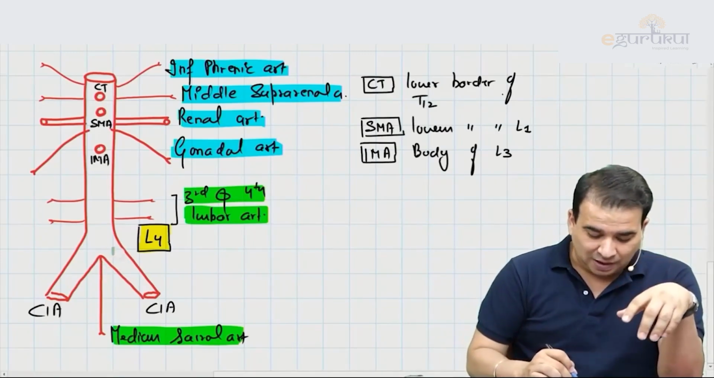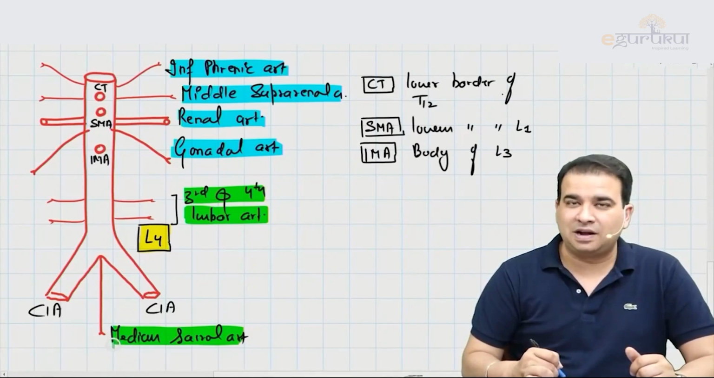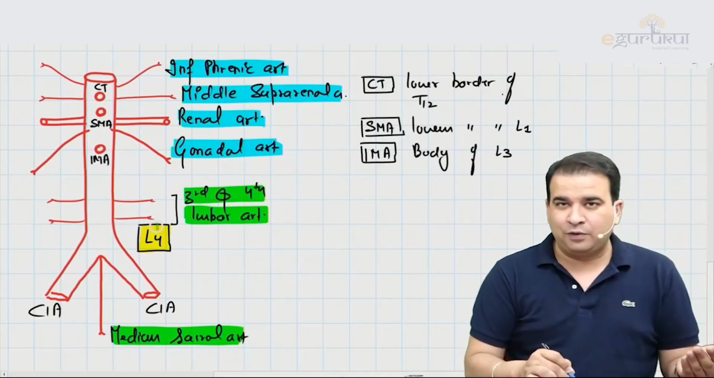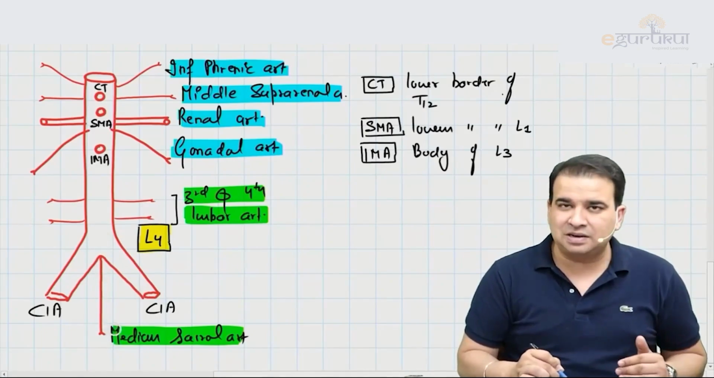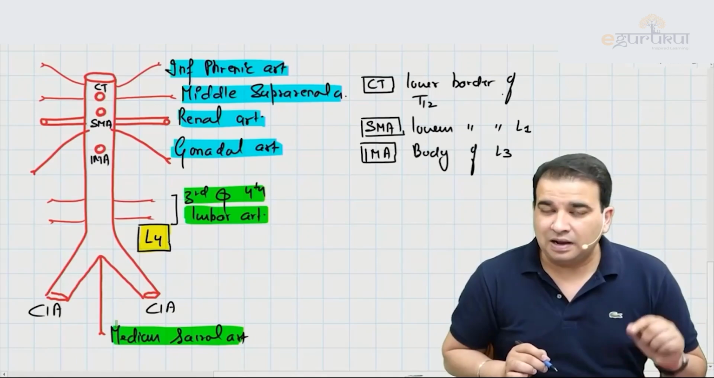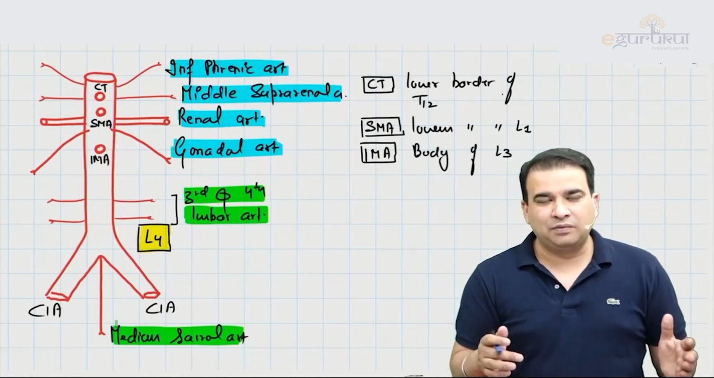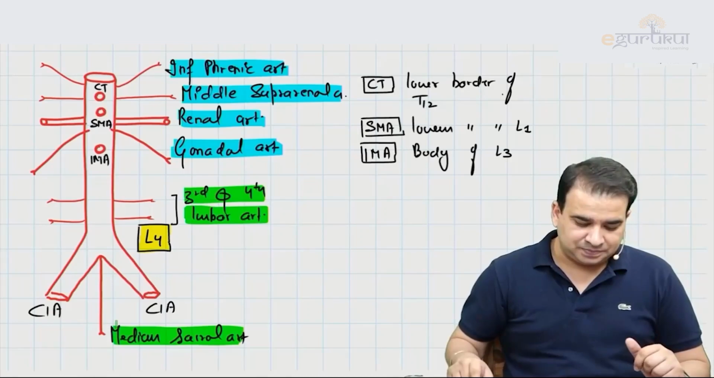Because there is no L5 here. I mean, the so-called median sacral artery is basically a continuation of the aorta only. So if the fourth lumbar artery is coming from the level of L4 only, and the aorta is dividing at L4, what is below L4? That is median sacral. So if the question is asked where the fifth paired lumbar artery will come from, it is coming from the median sacral artery itself.